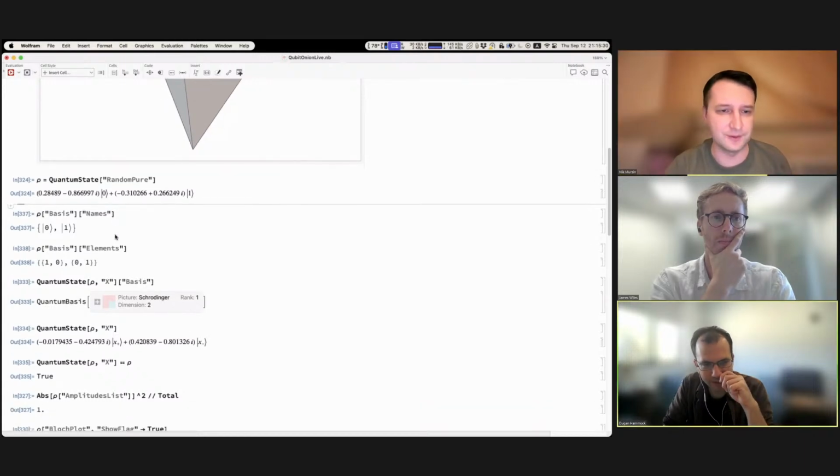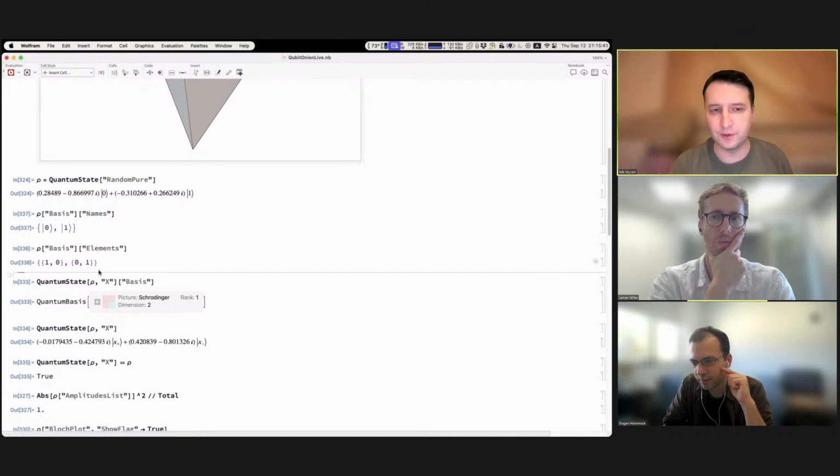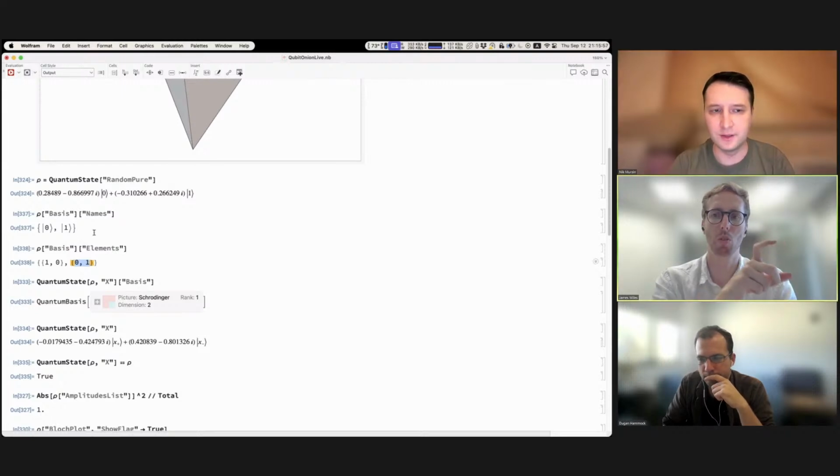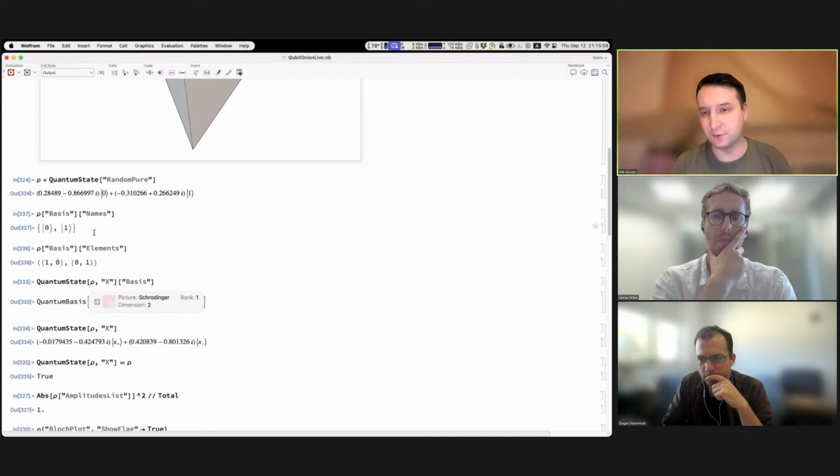Now, those are elements of the 0 and the 1. Why are they different basis elements? It's a two-dimensional complex space, so you have to have two elements, ideally orthogonal. So that's 1, 0 and 0, 1. Those are orthogonal elements, and they represent 0 and 1. It's a basis for the qubit.